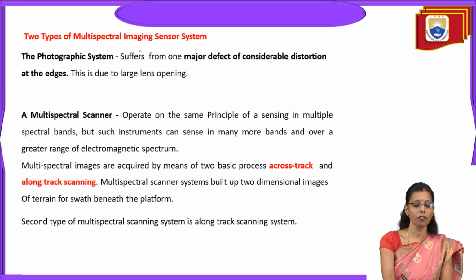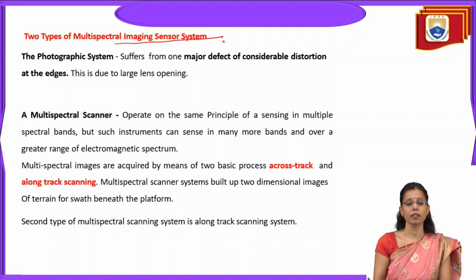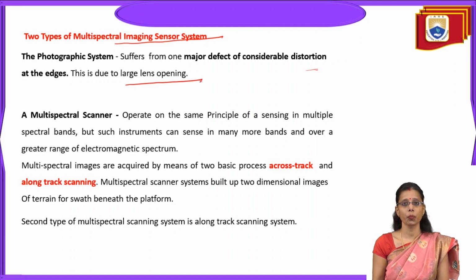Now, we have two types of multispectral imaging sensor systems here. One is the photographic system and the other is the multispectral scanner. The photographic system suffers from one major defect: considerable distortion at the edges. This is due to the large lens opening. This photographic system lens is used in aerial photogrammetry, and it has a distortion problem because of the large opening of the lens.